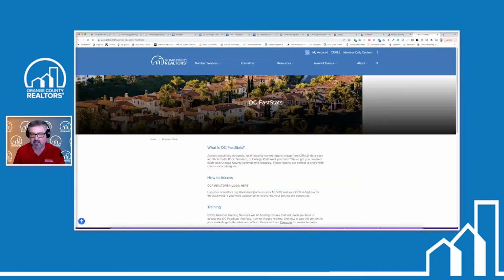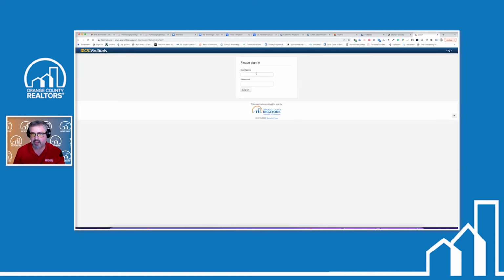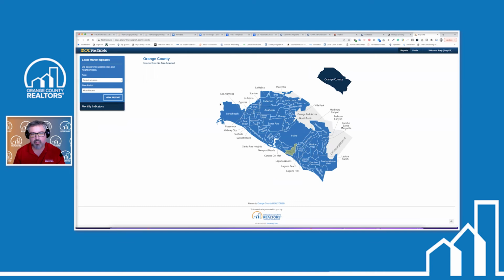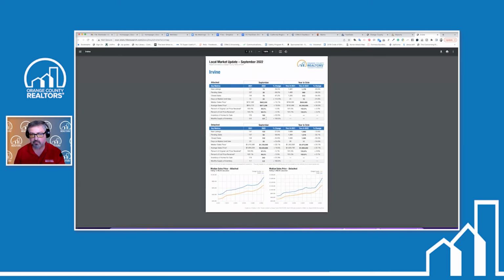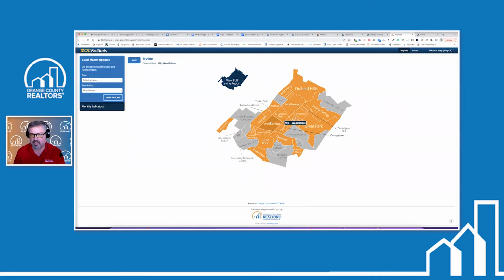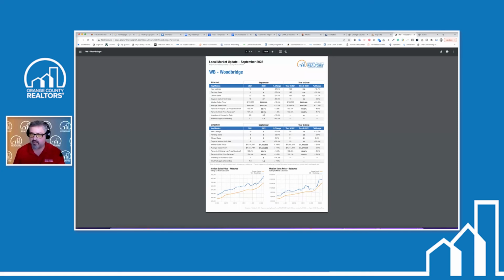Now, what OC FastStats allows you to do, if you log in using your user ID and your password for Orange County Realtors' website, so the password that you use to log into our website to pay your bills or to register for a class. From here, we can access the individual city statistics on a lovely one-page report, just like so. Or we can access the MLS areas within that city and their stats.